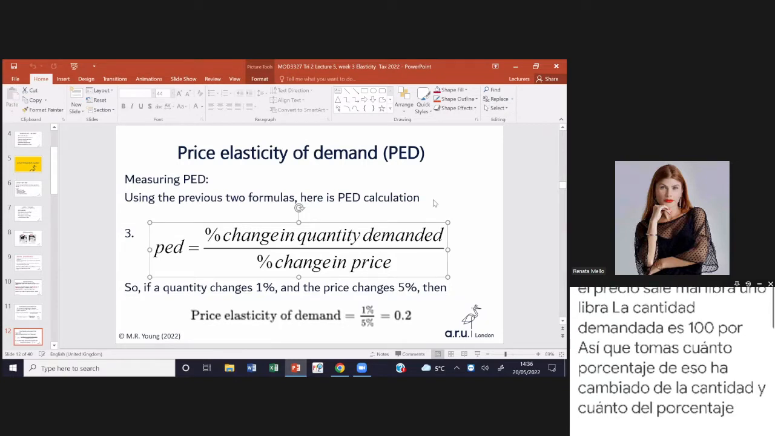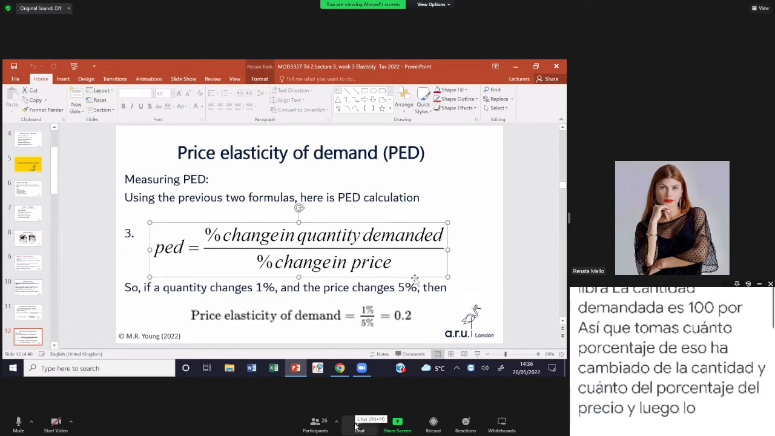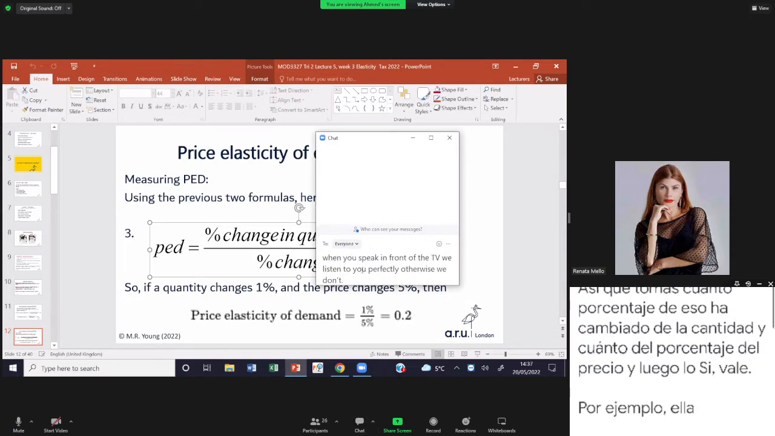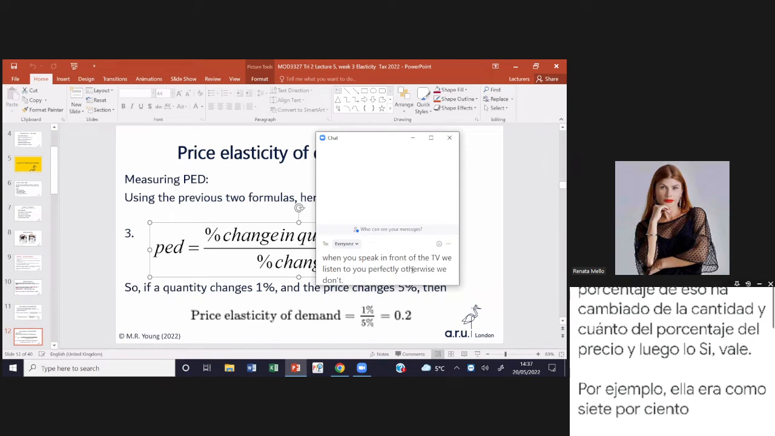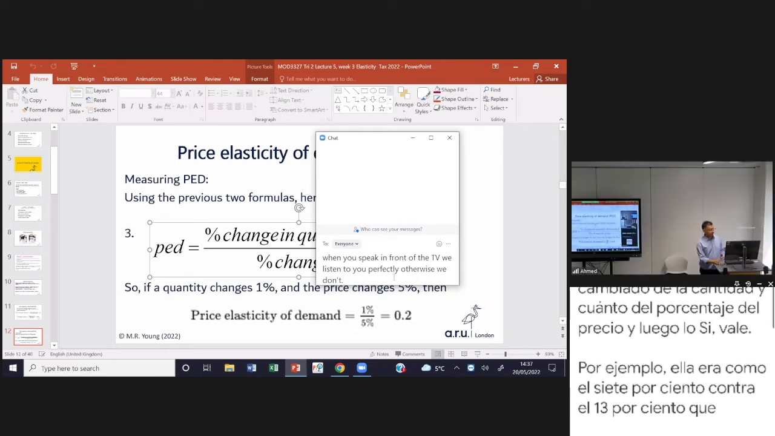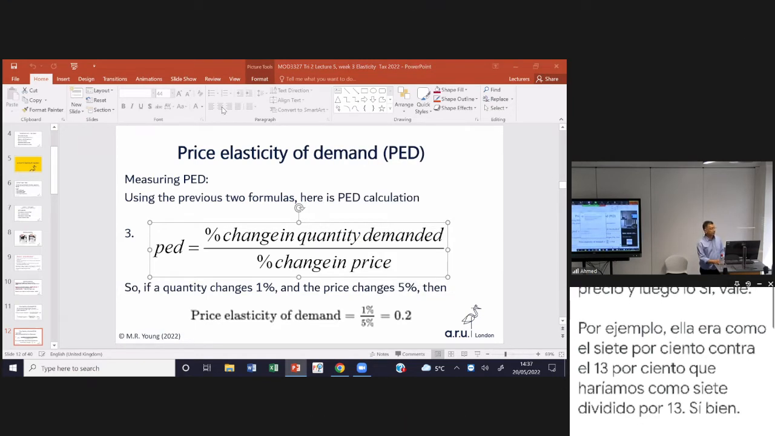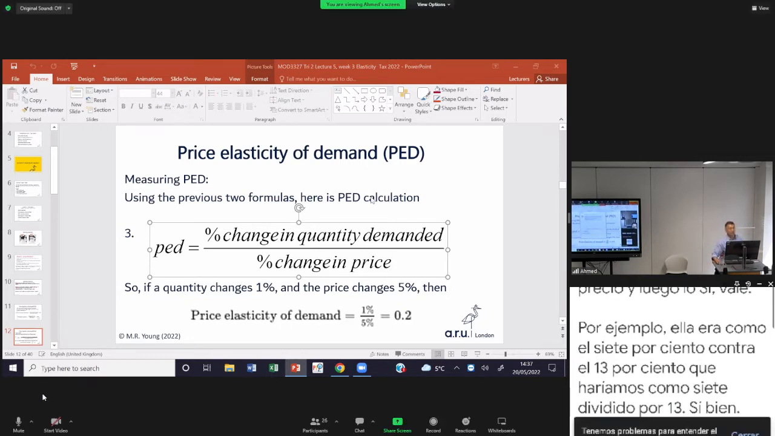For example, if it was 7% against 13%, we would do 7 divided by 13.